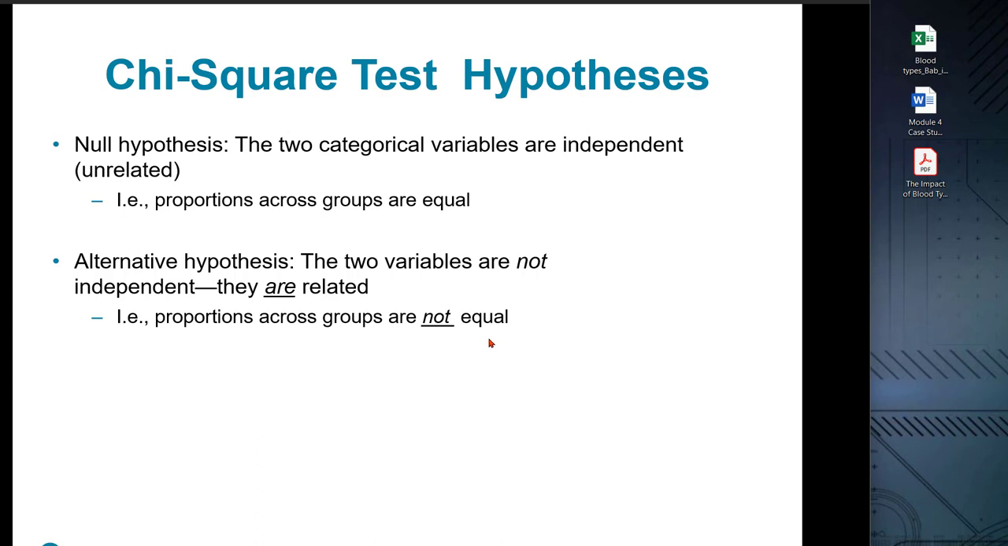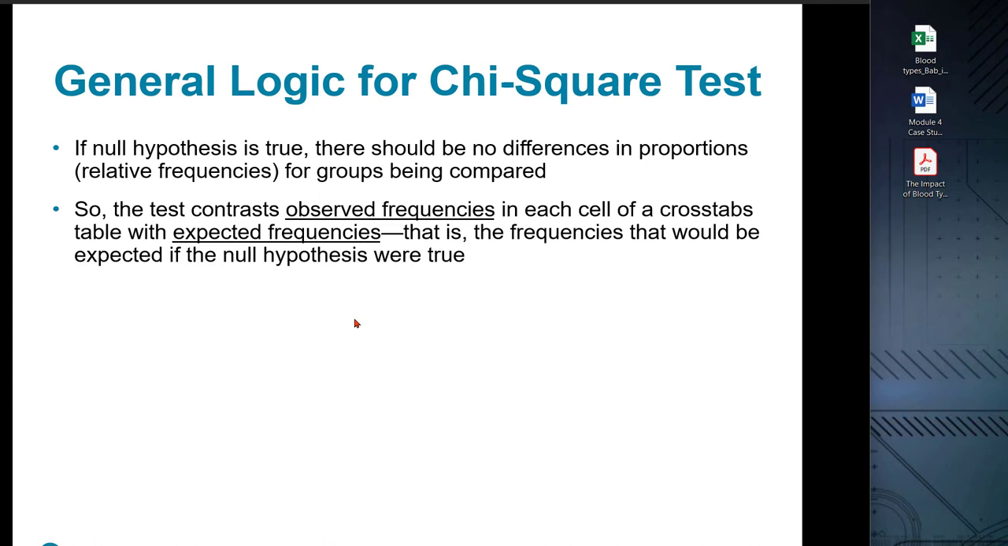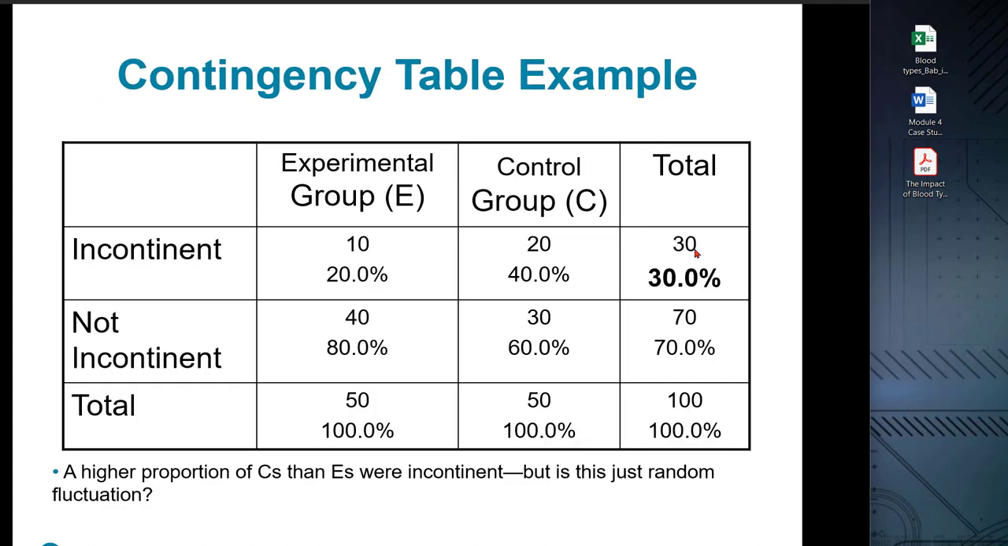The chi-square test makes certain assumptions to ensure the validity of the test results. These include assumptions we have seen in other tests such as random sampling and independent observations. In addition, the expected frequencies in each cell of the contingency table should be greater than zero. The general logic behind a chi-square test involves comparing the observed frequencies in a contingency table to the expected frequencies under the assumption of independence between two categorical variables. The test determines whether the observed deviations from expected frequencies are statistically significant or if they can be attributed to random chance. So, here's an example with incontinence data.